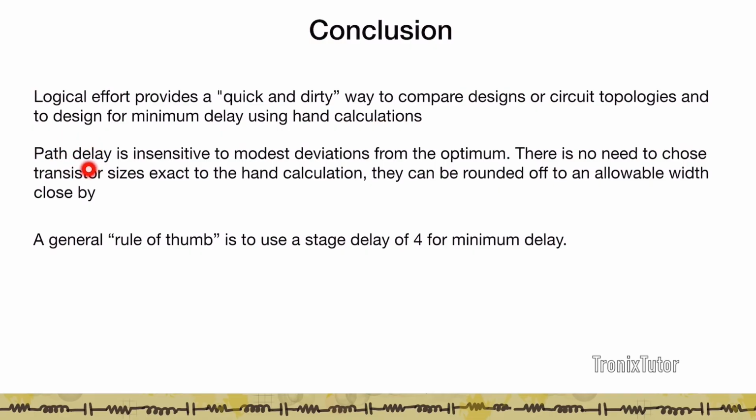Now the path delay that we have calculated is insensitive to modest deviations, and this makes the method even more powerful because it gives you a rough ballpark of what the path should look like. Therefore, it also tells you that when you choose transistor sizes, we don't need to be exactly driven by the hand calculation, but can choose numbers close enough to those given by your optimal design. And this can be rounded off based on what is allowed in the design rules. The general rule of thumb is to use a stage delay of 4 to capture minimum delay in a given path.